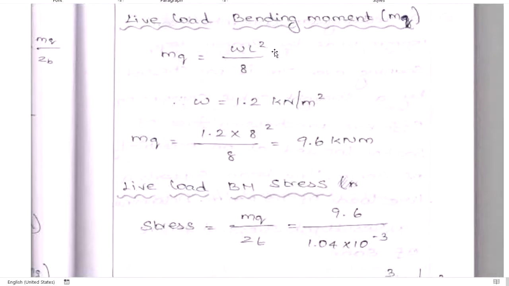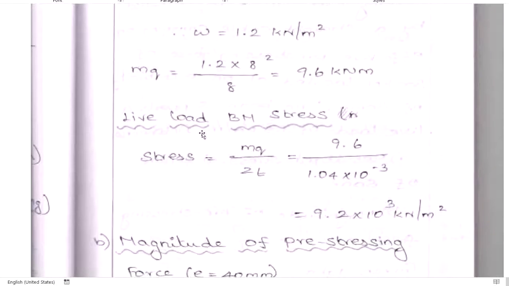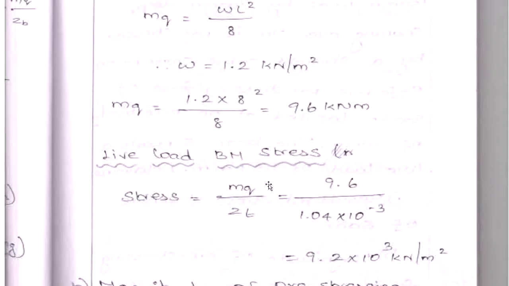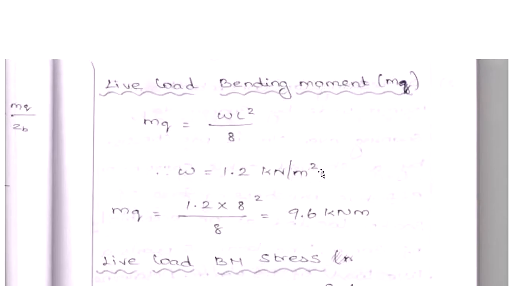Live load, bending moment due to live load. So bending moment due to live load will be WL square divided by 8. Live load they have given as 1.2 kilonewton per meter square. So I am going to apply this live load, and calculate live load per unit length. After calculating the live load per unit length, I am going to calculate live load bending moment stresses. Okay, so stresses due to live load we have calculated.